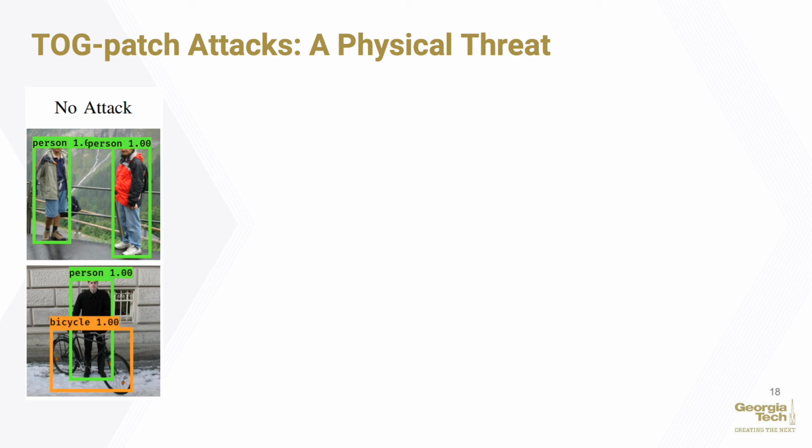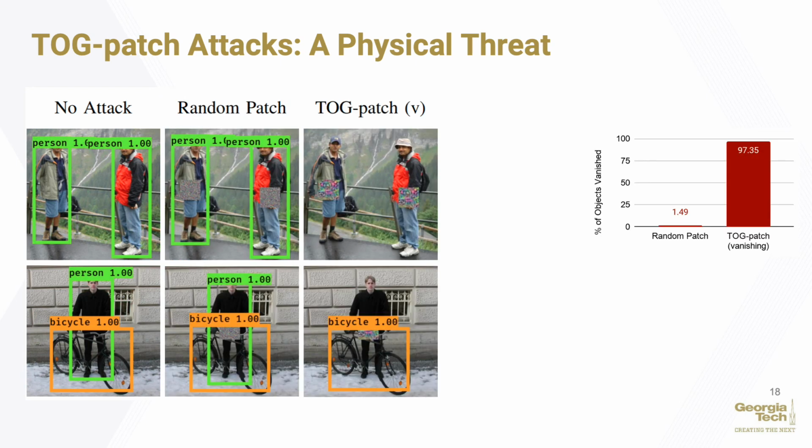Finally, to evaluate TOG as adversarial patch attacks, we use the INRIA dataset and train 2 types of patches with the TOG formulation. First of all, we use the TOG vanishing objective to generate an adversarial patch to be attached to every person in the dataset. We also include a baseline with a patch filled with random noise. This baseline can only make 1% of people vanish from the victim's detection, but the TOG patch is much more effective with a success rate of 97%.